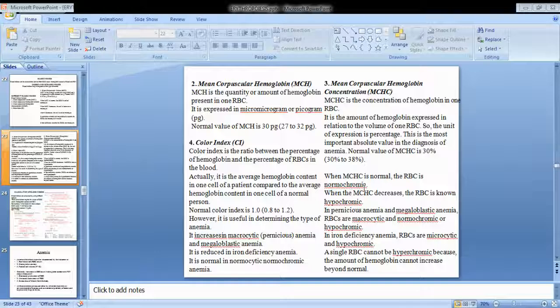முன்னாடி என்ன பார்த்தோம்? cytic, normocytic, macrocytic, microcytic. Here when the MCHC is normal, it is called normochromic. When the MCHC decreases, it is called hypochromic. That is, when the concentration of hemoglobin in one RBC decreases, it is called hypochromic.